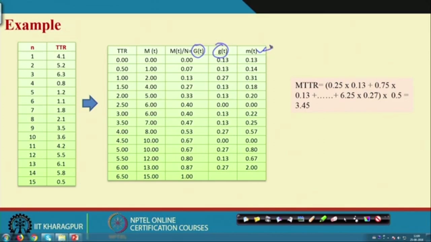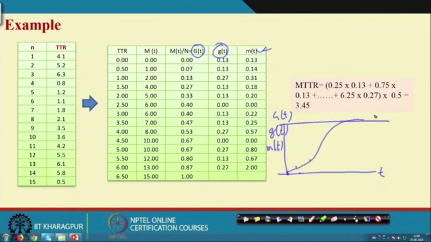So, now you can plot. If you plot, what happened? This side t, and this side your G(t), this side maybe small g(t), this is small m(t); you will get different plots. Now, this value G(t) is 0, 0.07, 0.13, and so on, up to 1. So, first when t equals 0, it is 0, when t equals 0.5, it is basically 0.07, and then 0.13, or some curve like this, you will be getting.